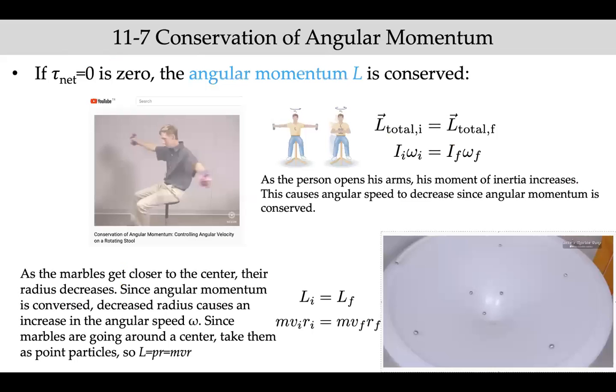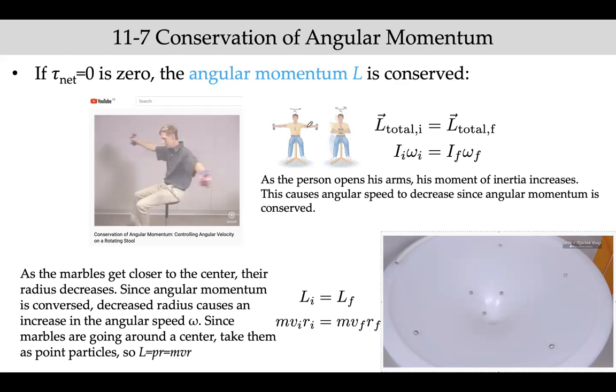Okay, so if net torque is 0, then the angular momentum is conserved. We said that, right? So then we can write initial angular momentum for this person. Let's say this person is sitting on a stool and he's rotating around himself, but he can do one thing.